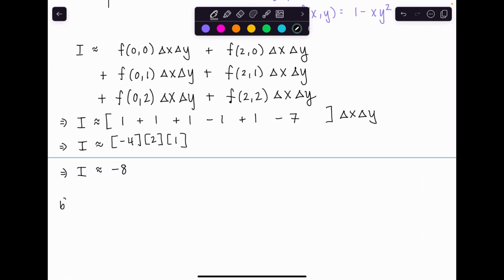So let's try this a second way. Instead, let's approximate this using lower right corners.